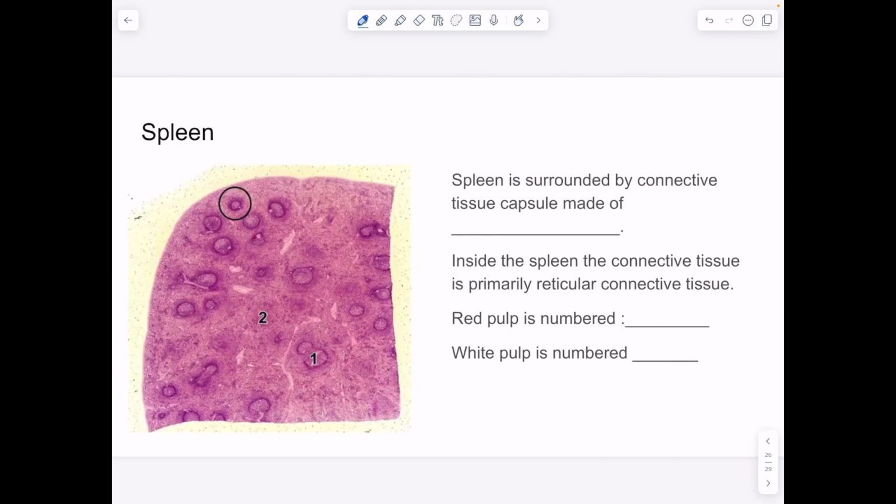All right, then we have our spleen. Spleen is surrounded by a capsule made of dense regular connective tissue. Reticular connective tissue, remember we said in the thymus we don't have this, but spleen we certainly do. The red pulp is numbered 2, white pulp is numbered 1. In the white pulp, we have those nice white nodules, and they're oriented around the central artery.